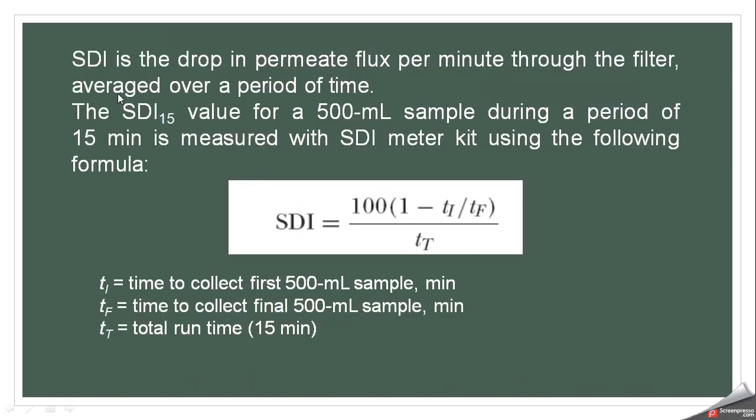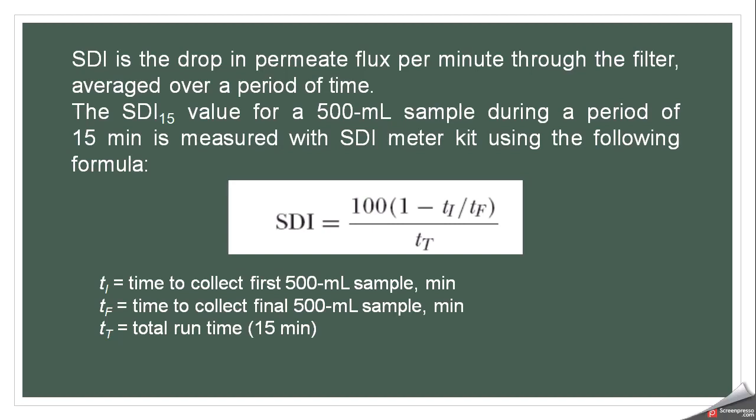So what we are going to measure for SDI is the drop in permeate flux per minute through the filter. When the pores clog or plug, the flow of water reduces, and we will measure this as the drop in permeate flux per unit time, or per minute, through the filter, averaged over a period of time.